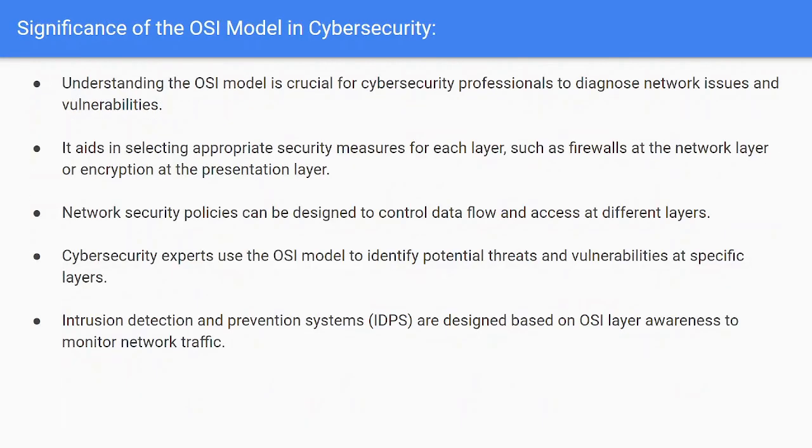Okay, yeah, significance of the OSI model. Understanding the OSI model is crucial for cybersecurity professionals to diagnose network issues and vulnerabilities. It aids in selecting appropriate security measures for each layer, such as firewall for the network layer and encryption for the presentation layer. So when you understand the OSI model, you know what security measure you want to use for each of the OSI layers.